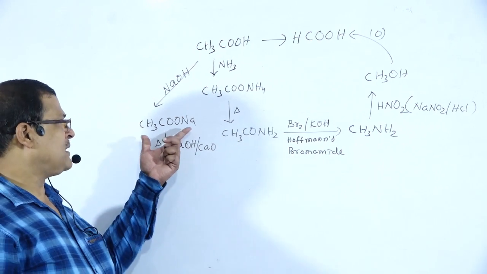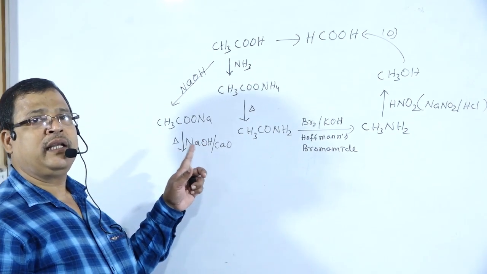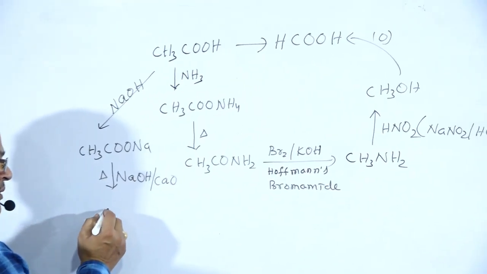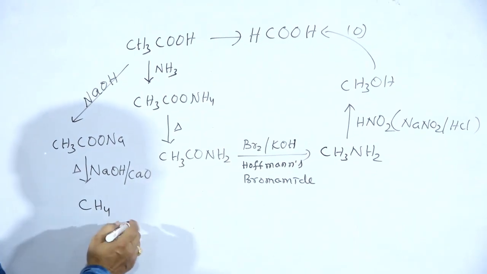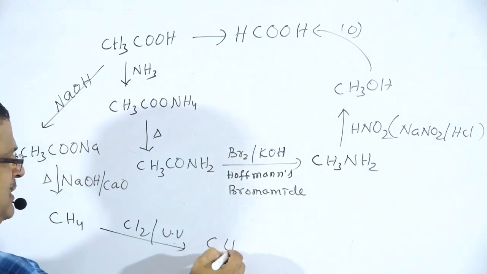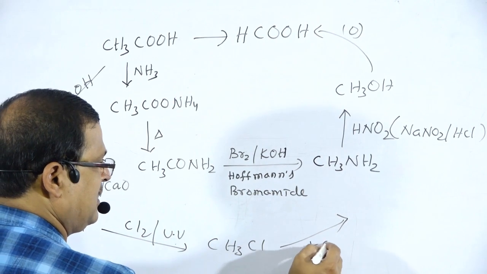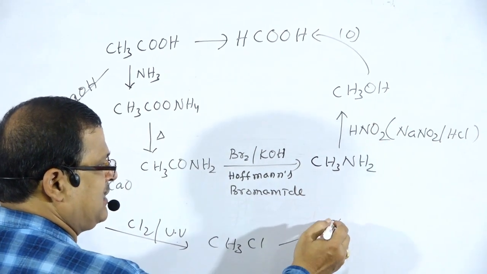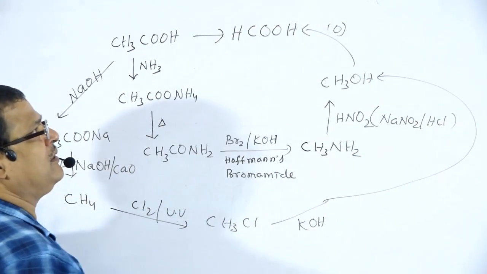In the last class we explained this reaction, decarboxylation by the Dumas method, in which there is the formation of an alkane with one carbon atom less, CH4. This compound treated with Cl2 in presence of UV forms CH3Cl, which is treated with KOH to form CH3OH, and CH3OH is oxidized to form formic acid.